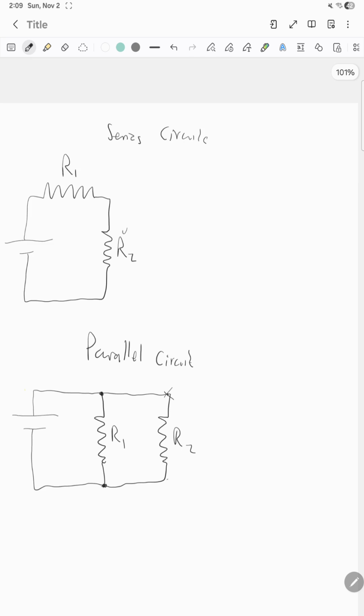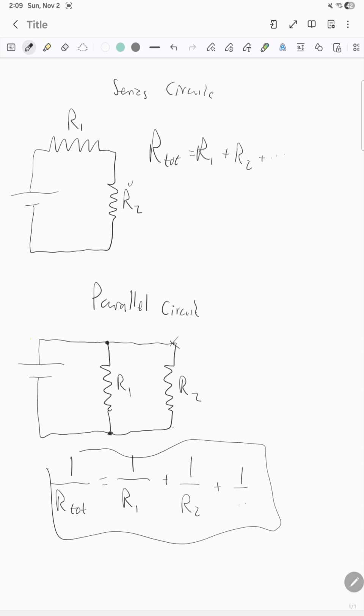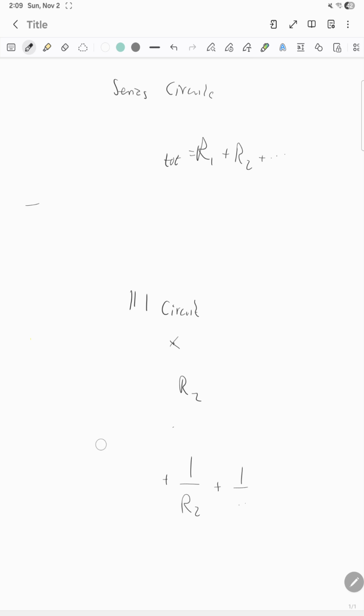Now, as we found the formula for a series circuit, the total resistance was R1 plus R2 plus etc. In a parallel circuit, it's 1 over R total, which is equal to 1 over R1 plus 1 over R2 plus 1 over etc. So these are the formulas for both a series circuit and a parallel circuit. Now let's do some exercises. Let's do a bit of exercises to see if we know.